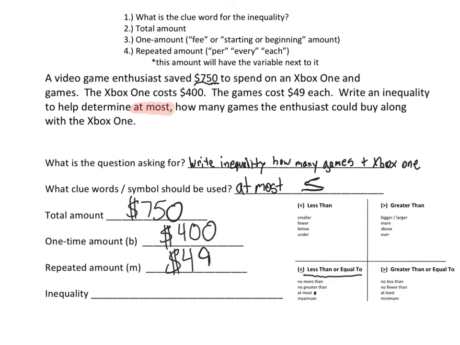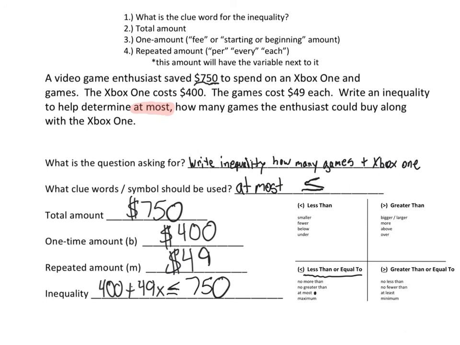So now we need to write our inequality. We have our one-time amount. We're going to add our repeated amount. Remember, the repeated amount always has that X right next to it. We said we were going to use the less than or equal to sign. And then our total amount of $750.